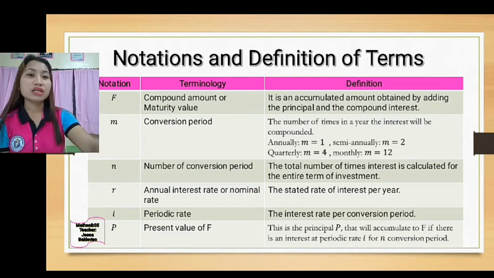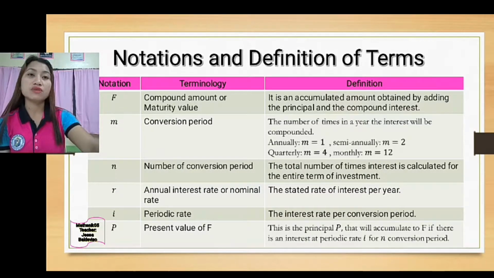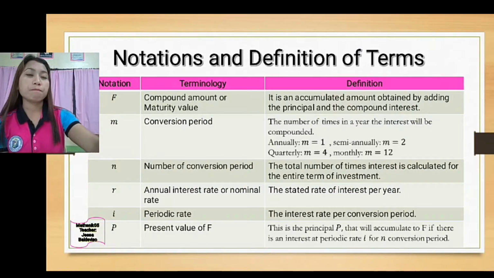Then we have r. It is the annual interest rate or nominal rate, the stated rate of interest per year. Our i is the periodic rate. It is the interest rate per conversion period. And our P is the present value of F. This is the principal P that will accumulate to F if there is an interest at periodic rate i for n conversion periods. For example, if you have 1 million with you, it will have interest later on. That is called the present value or the P.